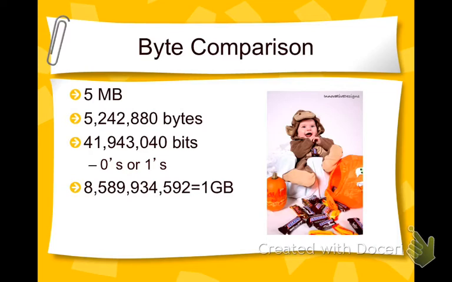Then if you look down below, just a gigabyte. I want you to understand what a gigabyte is. As we said before, 1 gigabyte represents roughly 1 billion bytes. Well, here is how many zeros and ones is 1 gigabyte. You get 8,589,934,592. That's how many zeros and ones represent 1 gigabyte of information. That's a lot of numbers.